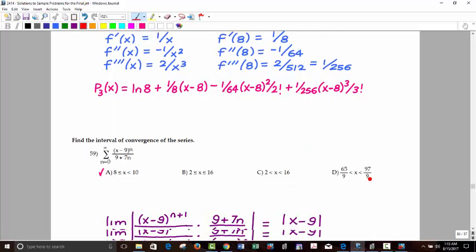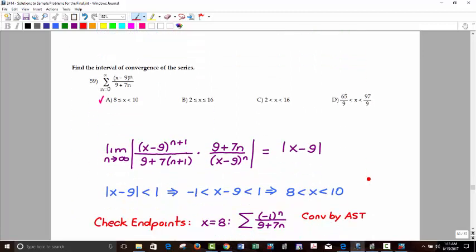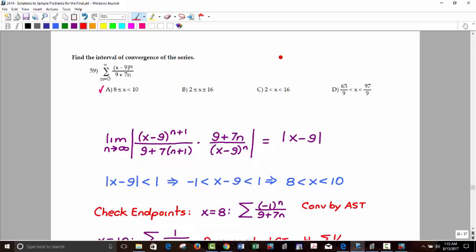All right, number 59 is the interval of convergence for a power series. And so we have to do the ratio test for these.